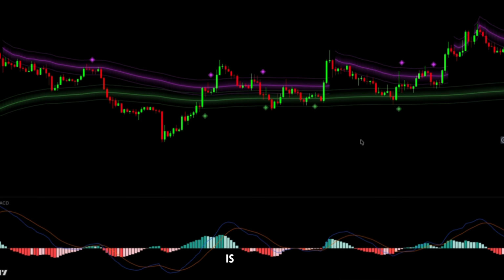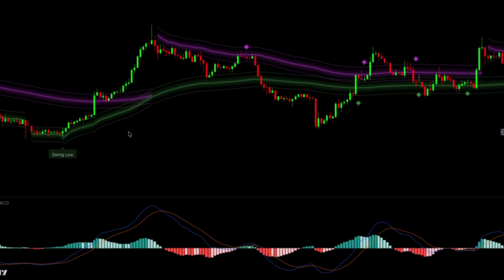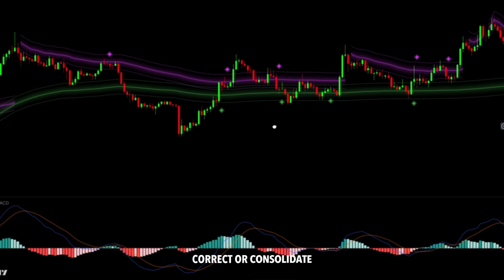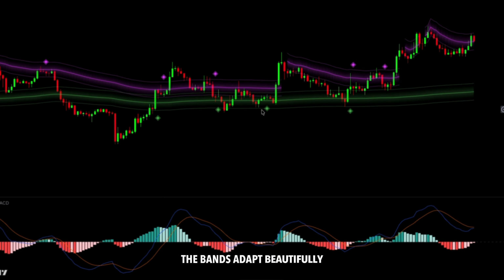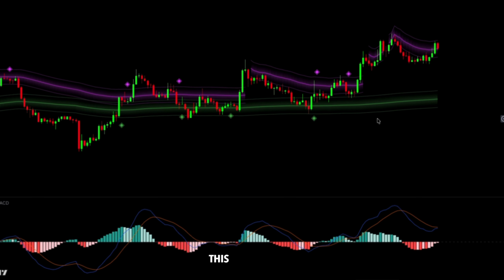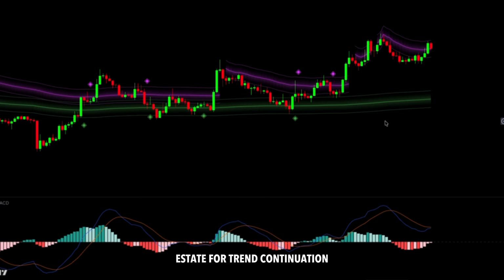Another ideal condition is markets transitioning from impulse to correction. When a strong impulse move occurs and price begins to correct or consolidate, the bands adapt beautifully. They show you exactly where the correction is likely to find support or resistance before the next impulse. This is prime real estate for trend continuation trades.